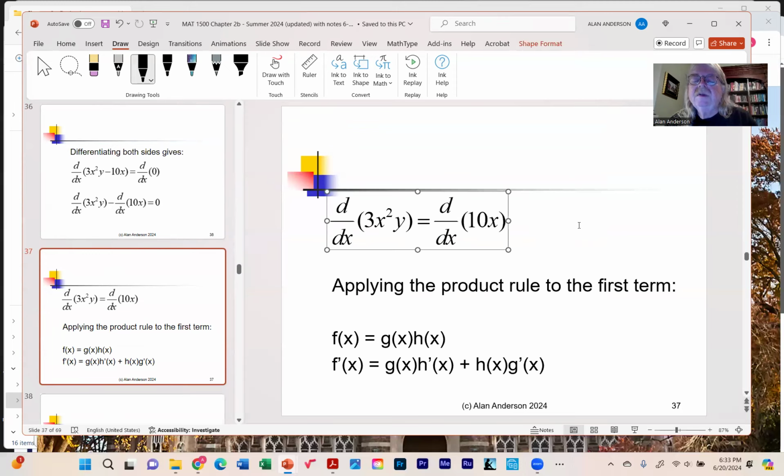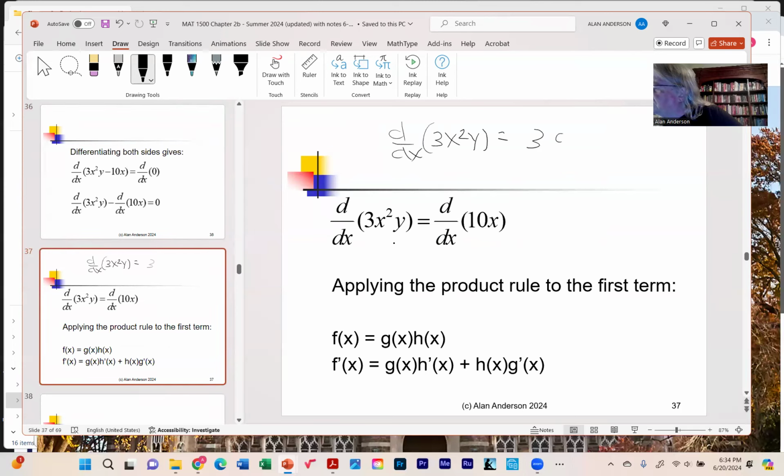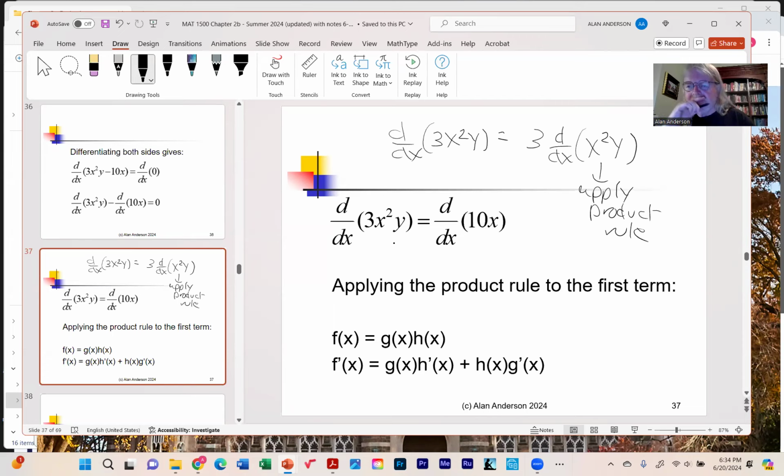Now, by the way, this problem is more complicated than the previous one because if you notice, we have a product here, 3x squared y. The 3 is a constant. That's not why we need to apply the product rule. In other words, we can rewrite it like this. But the fact that we have a product of two variables means that we must apply the product rule that we learned in order to solve for this problem.